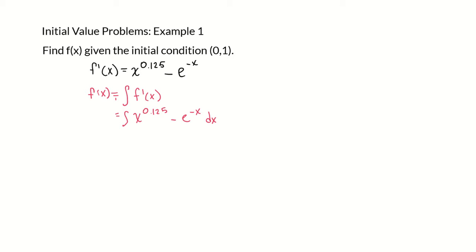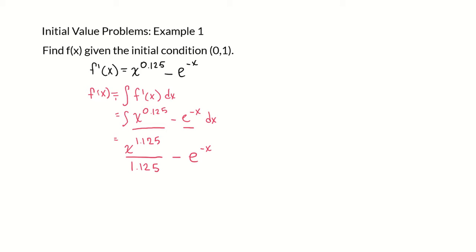And to find the antiderivative of this term, x to the 0.125, we add 1 to the power, so x to the 1.125, and then we divide by the new power. And then we find the antiderivative of e to the negative x, which will just be e to the negative x.